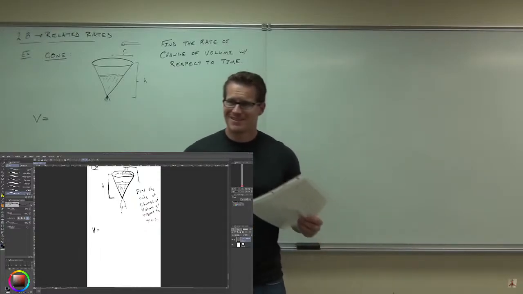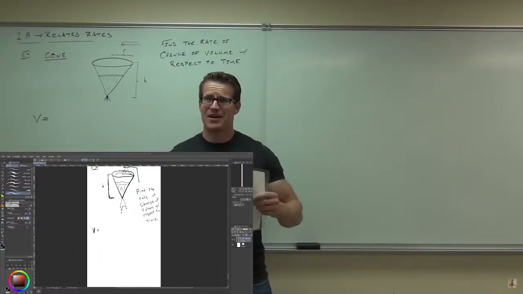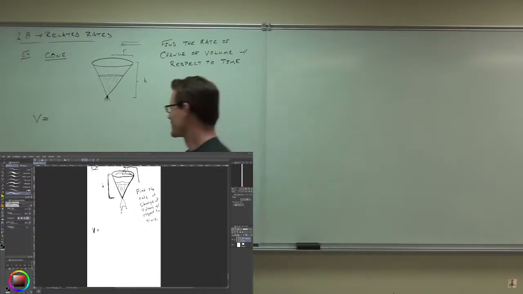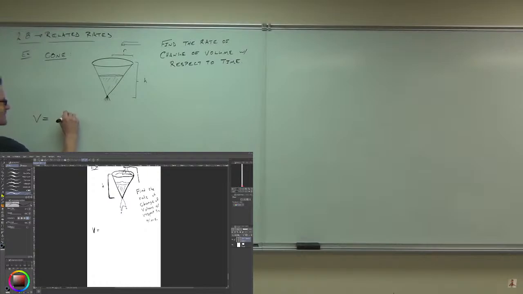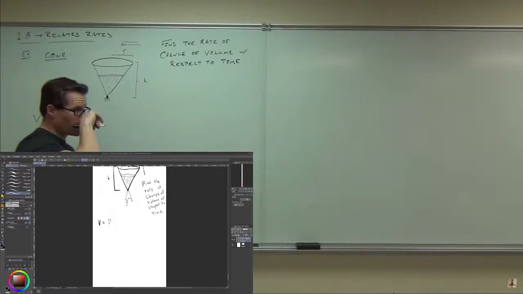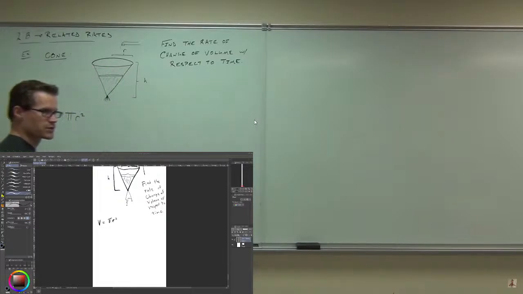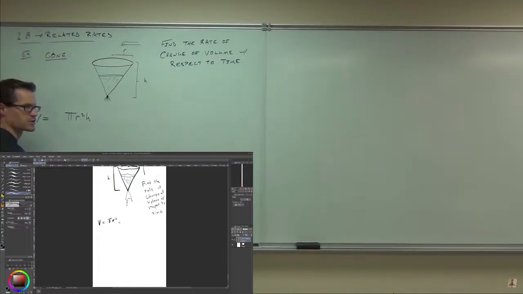Do you know the area of a circle? Let's start there. That's the area of a circle, right? Notice that a cylinder is just a whole bunch of circles stacked on top of each other for however much the height is. So the area of a circle is pi r squared, therefore the volume of a cylinder is pi r squared times the height.